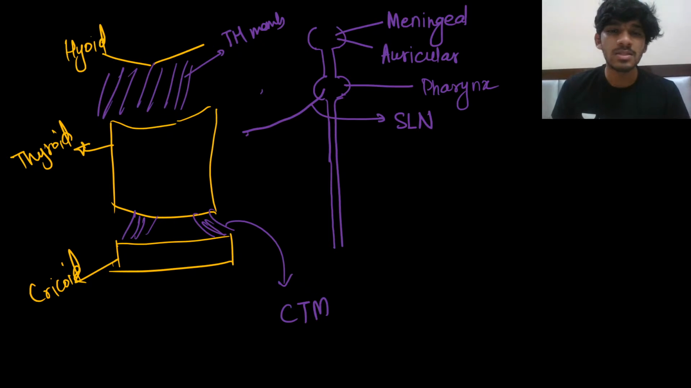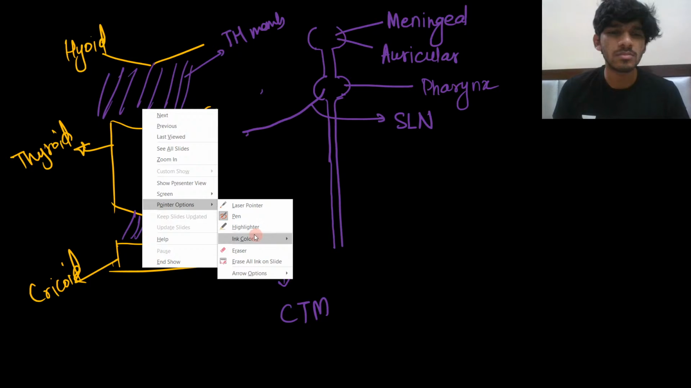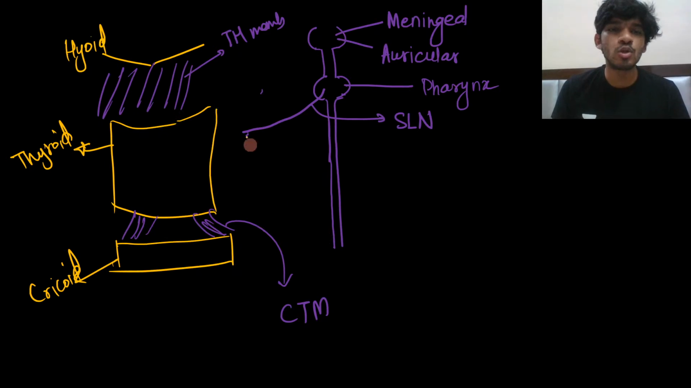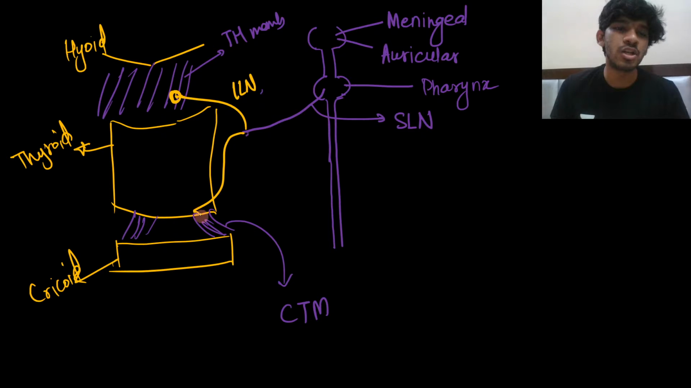Now what happens? This superior laryngeal nerve that was coming will divide into two. It will divide into the internal laryngeal nerve, which will pierce the thyrohyoid membrane and supply the mucosa above the vocal cord, and it will give an external laryngeal nerve to supply the cricothyroid muscle.